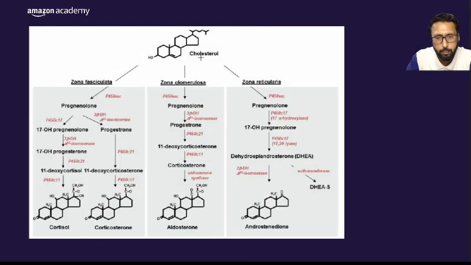See, all these hormones are coming from cholesterol. So this cholesterol is converted by zona fasciculata into cortisol, by the zona glomerulosa into the mineralocorticoid like aldosterone, and by zona reticularis into the androgens, like our DHEA, dehydroepiandrosterone.